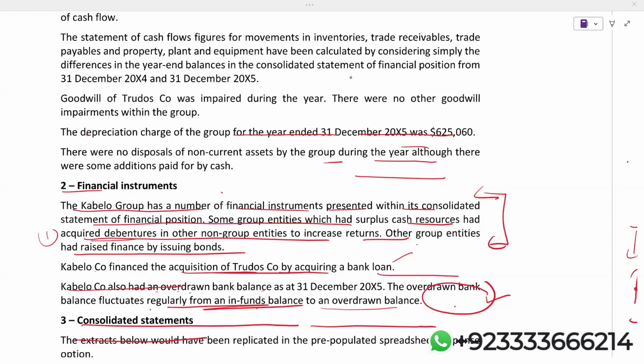IFRS 19 is only important to the extent which I have taught you, which is included in my pre-recorded class. It's not so big. IFRS 19 is not a very big part of your syllabus, but you cannot leave it. So whatever I have covered in IFRS 19 in my lecture, only that much you have to cover. That's it. There's no need to do anything extra.